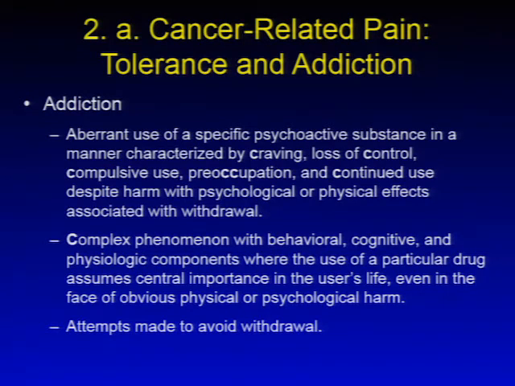One of the things that can happen with chronic opioid use in any patient, whether it's cancer or non-cancer, are the following definitions, which are frequently asked about on the boards. Addiction is typically classified as an aberrant psychoactive substance use characterized by craving, loss of control, compulsive use, preoccupation, and continued use despite harm. It is associated with psychological or physical effects and typically also with withdrawal. Addiction is complex. It involves behavioral, cognitive, and physiologic components. Users continue to use their medications in an inappropriate way in the face of obvious physical or psychological harm. Addiction is also characterized by an attempt to avoid withdrawal.